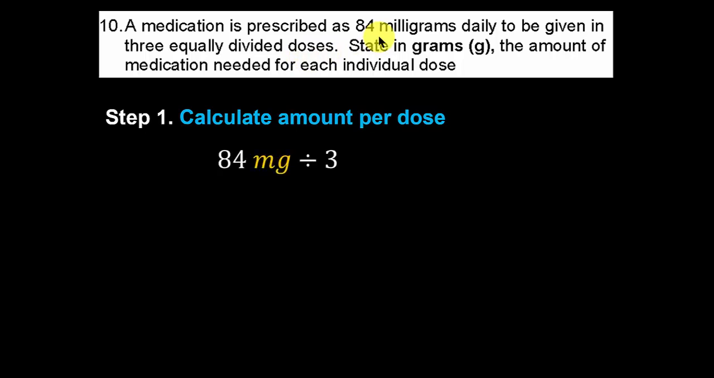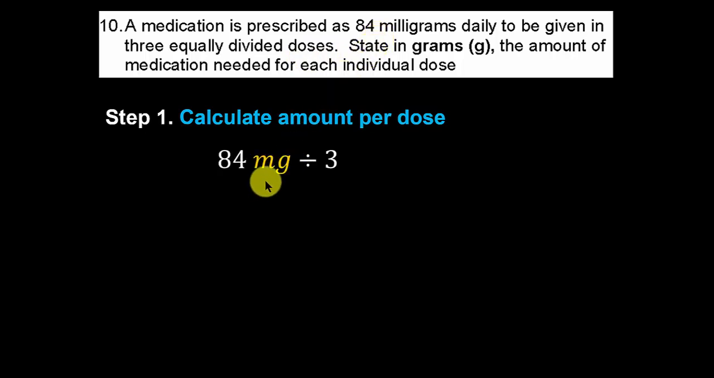Question 10. A medication is prescribed as 84 milligrams daily to be given in 3 equally divided doses. State in grams the amount of medication needed for each individual dose. Now by now we're quite used to the fact that most questions have to be carried out in several steps, and this is no exception. Step 1. I want to calculate the amount per dose. Now there are going to be 3 doses that patient will receive in the day, so the first thing I must do is divide that 84 milligrams by 3.